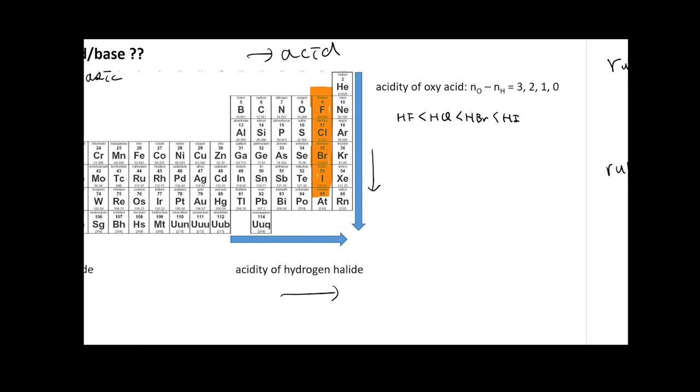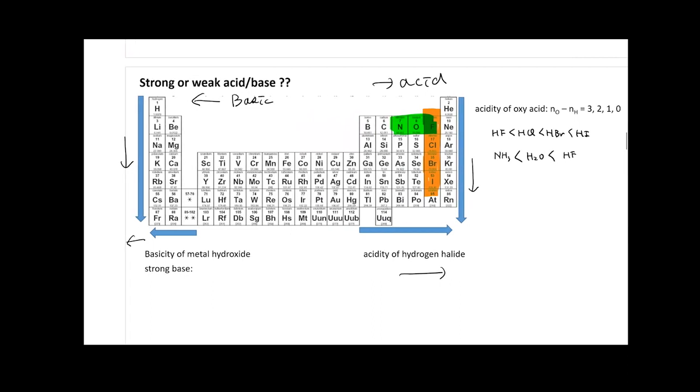Another example. If I have NH3, H2O, HF. If I give you 3 chemical formulas, which one is a stronger acid? HF, right? So how do you actually know that? Because you need to recognize that the 3 different species belong to the same row. If you go to the right, it becomes more acidic.